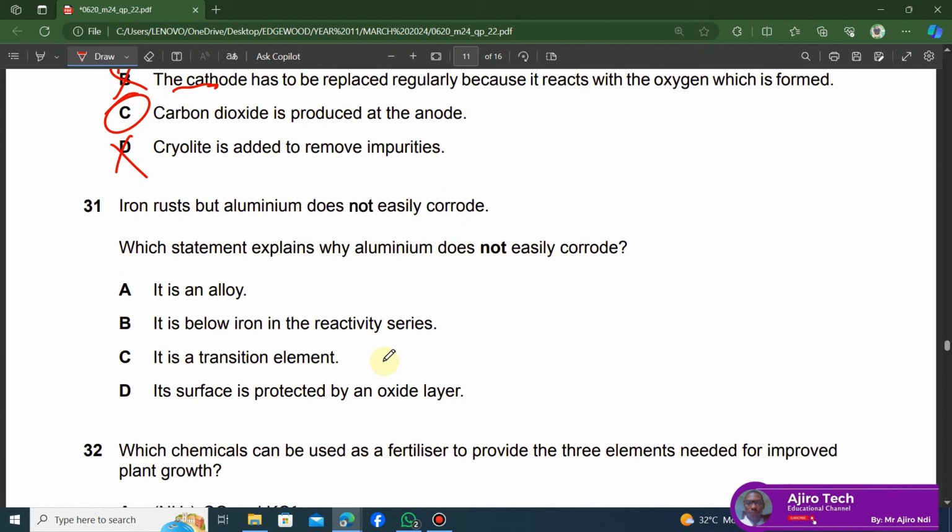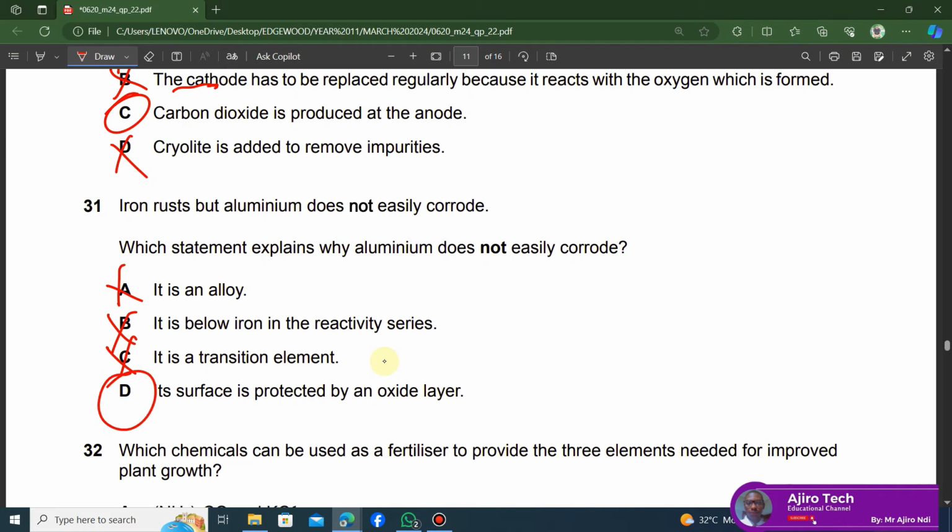So question 31. Iron rusts, but aluminum does not easily corrode. Which statement explains why aluminum does not easily corrode? It's not because aluminum is an alloy. Aluminum is a metal. Is it below iron in the reactivity series? No. Aluminum is above iron. Is it a transition element? No, it is not a transition element.